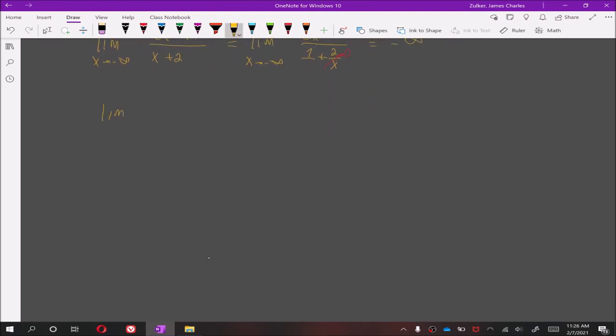And so this would be negative infinity. Let's look at this. Again, we want to divide by the highest term in the denominator. Right now it's hard to see. So let's do this instead. Factor out an x squared.